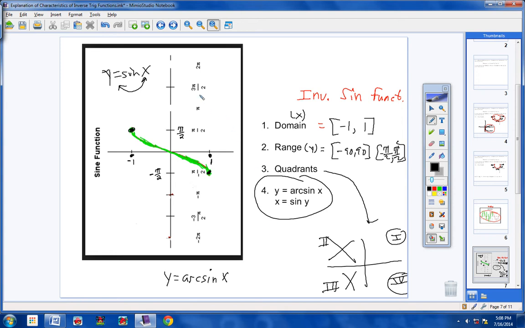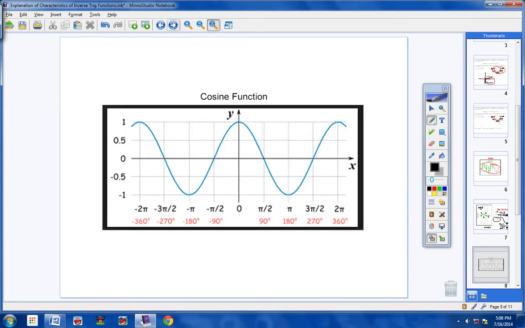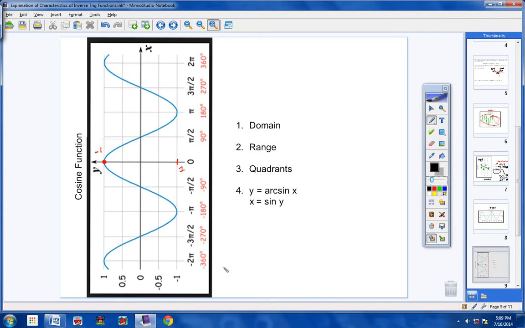Now, you do not need to copy down this graph, just sit back and listen. Here is your normal cosine function graph, okay? If I were to draw the inverse graph of this, it would look like this. And notice once again, I don't have a function. The vertical line test fails. It's not a very good vertical line, but you get the point.